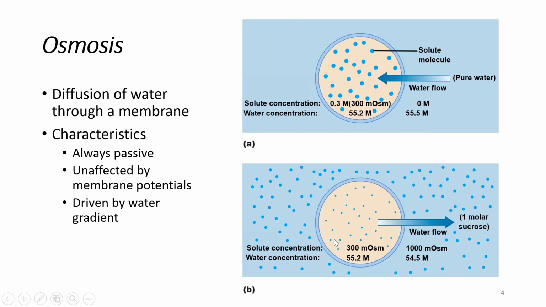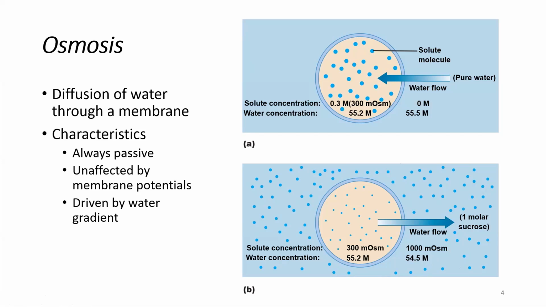Likewise, in our scenario B, we can see a similar movement of water according to a gradient. So inside the cell, we have a solute concentration of 300 milliosmoles dissolved in that solution, a water concentration of 55.2. And then outside the cell, in this scenario, we have a lot of particles dissolved as well. So we have a higher solute concentration, so 1,000 milliosmoles of particles or solutes dissolved outside. And that gives us a water concentration of 54.5 mole, okay?